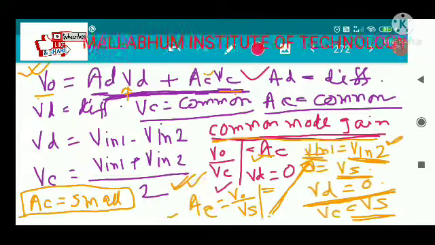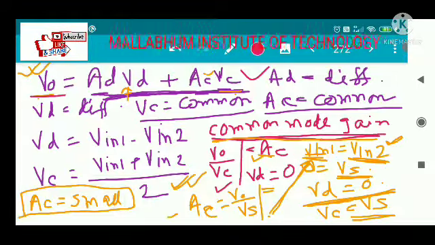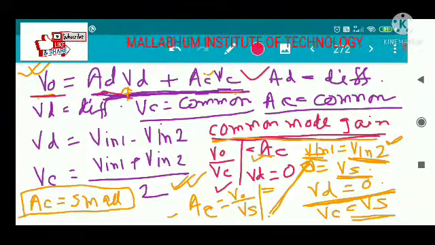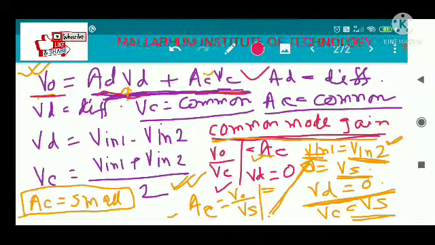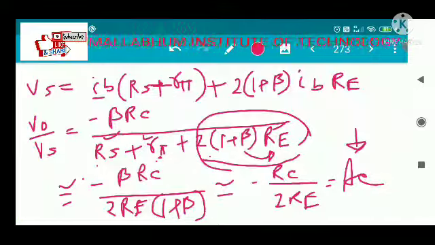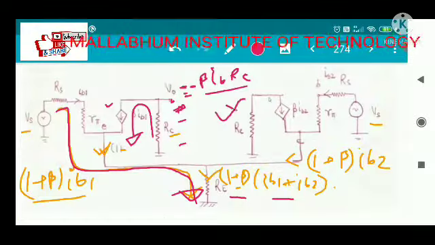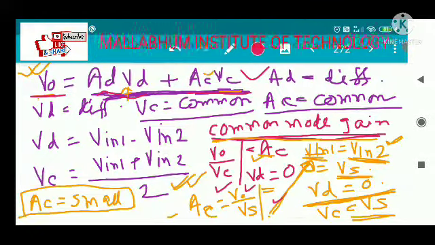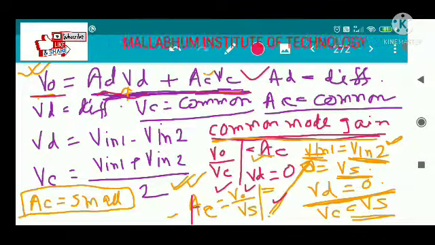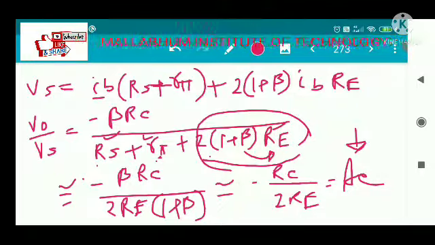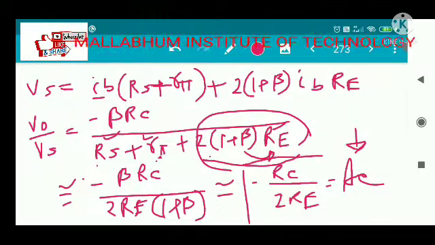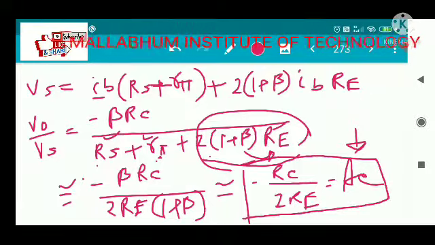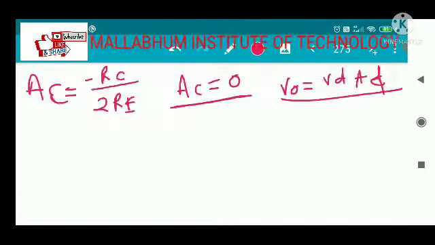So I am just again showing you this equation. V0 is nothing but AD into VD plus AC into VC. So our whole analysis purpose, this is our equivalent circuit diagram. From that equivalent circuit diagram we are calculating V0 divided by Vs. Why are we calculating V0 divided by Vs? Because we want to calculate the AC, and after calculating the AC, we have to take some kind of action so that AC will be minimized or tend to 0. So ideally your AC will be 0.